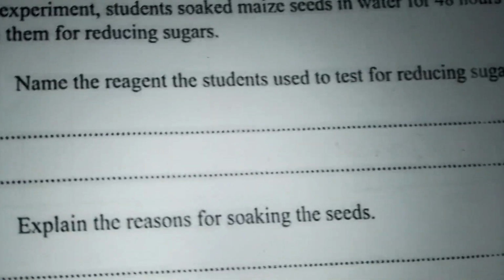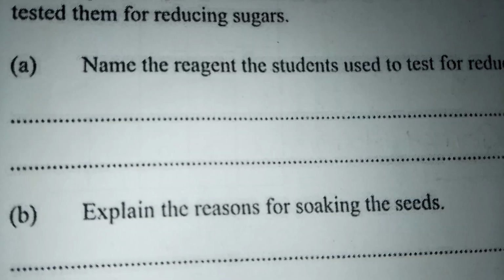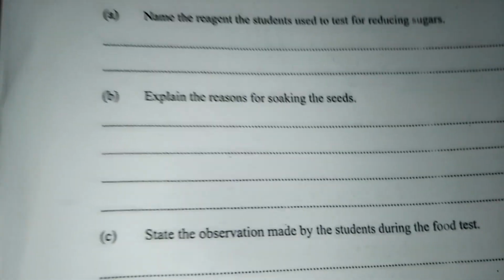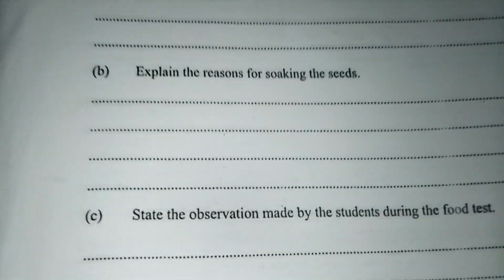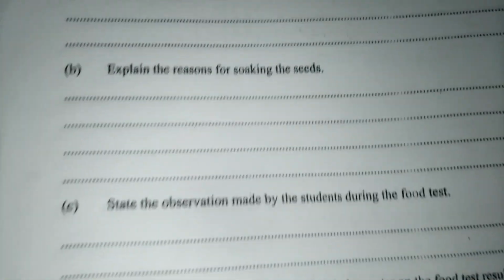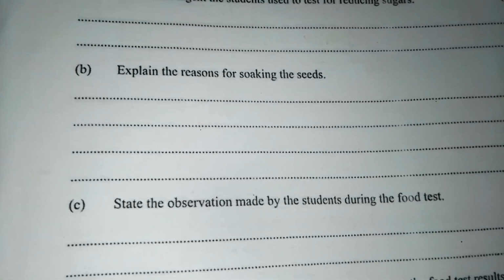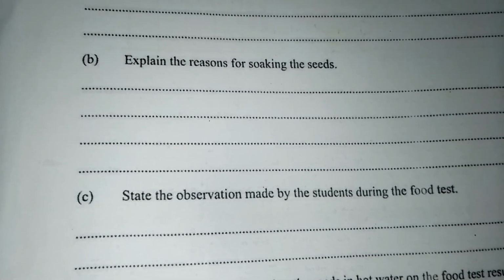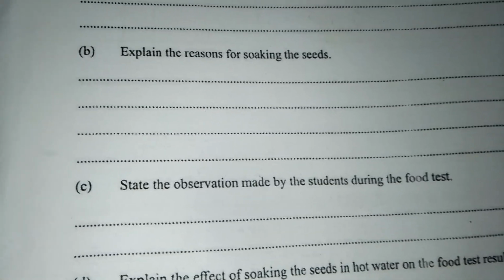That one is A. And then B, explain the reason for soaking the seeds. And then C, state the observation made by the students during the food test.